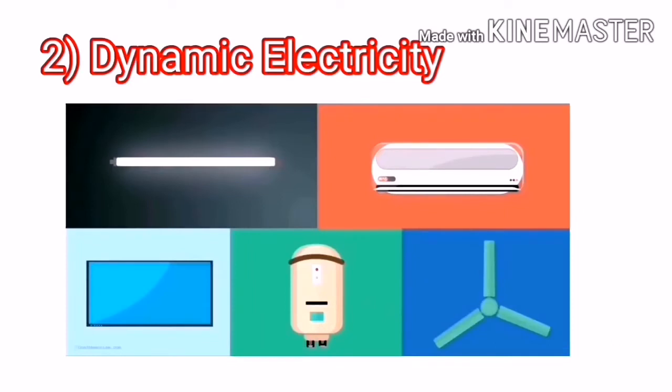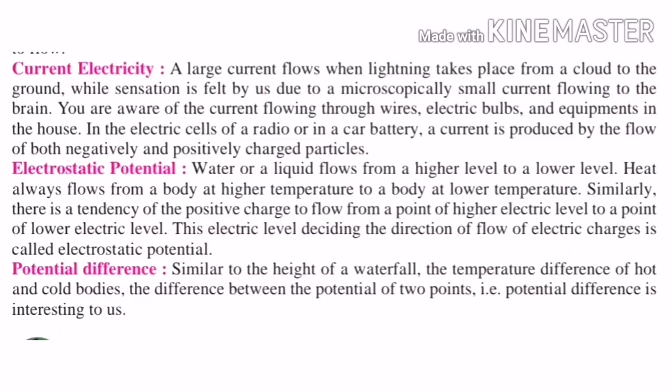So students, as you can see in this picture, there are a tube light, air conditioner, television, water heater and fans, which are used with the help of dynamic electricity. All these things we can use for a long period of time, and electricity is transferred from one place to another with the help of wires. Now students, let's talk about electrostatic potential. First, what is potential? Potential helps electricity to flow. Students, let's do one activity.